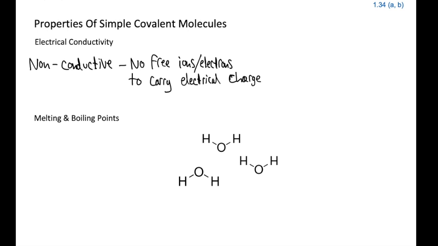Simple covalent molecules are detached from each other and are essentially just a handful of atoms bonded together with no ions or free electrons to move, and so electrical charge cannot be carried. This is obviously a very different picture when we look at ionic lattices. Looking at melting and boiling points, simple molecular substances tend to have quite low melting and boiling points and are usually liquids or gases at room temperature.